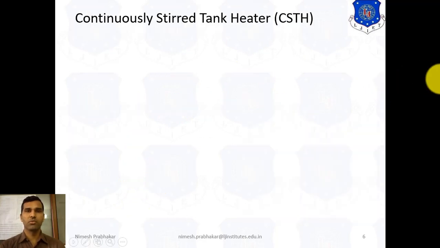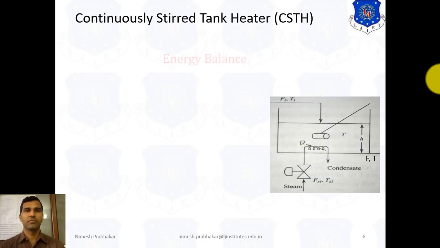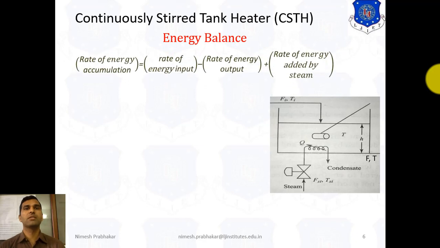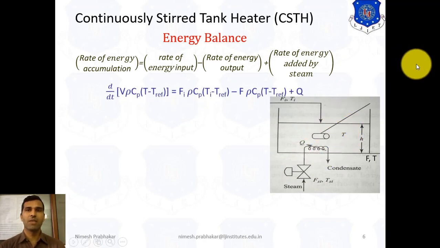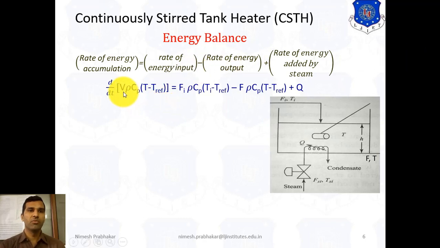Now we go for the energy balance. So we know the equation of the energy balance. Rate of energy accumulation is equal to rate of energy input minus rate of energy output plus rate of energy added by the steam. That means this last term indicates the rate of energy added by the steam. So we can write this equation in mathematical terms. Here V into rho gives the mass, and Cp is the specific heat, and this is the temperature difference. So this indicates the enthalpy in the equation mc delta T.